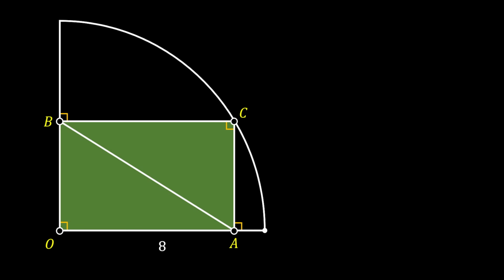Now let's have a look at the radius of our quarter circle and let's rotate it to the point C. You can now clearly see that this radius will represent the diagonal of our rectangle with the length of 8. But since we know that both diagonals of the rectangle are congruent, this means that the line AB will also have the length of 8.